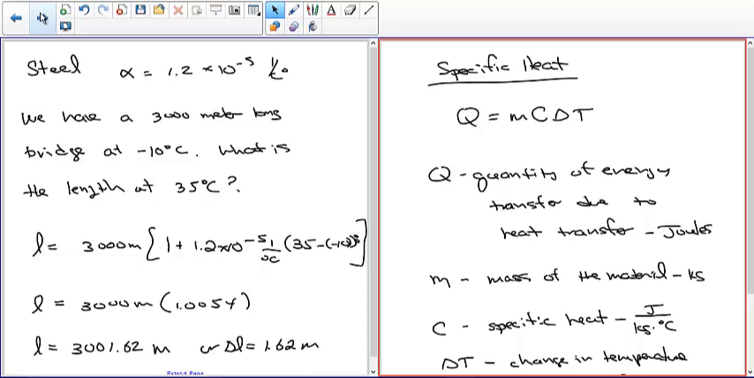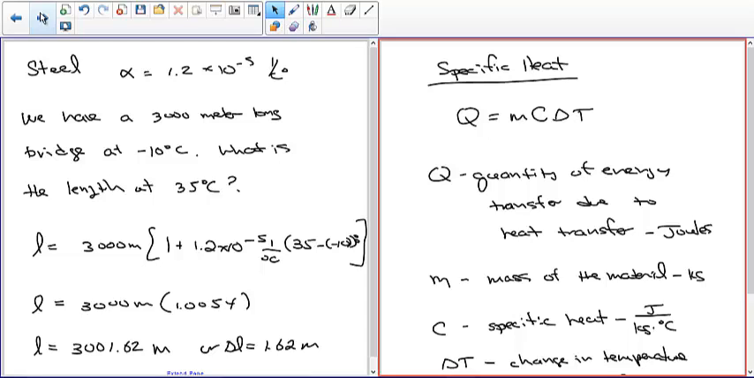Now we're going to talk about what's called specific heat. And specific heat is this quantity, C. So we use C for capacitance. We use it for thermal specific heat. And it fits into this equation. It's basically asking how much energy do I have to add to some mass of material to get it to increase a certain temperature.